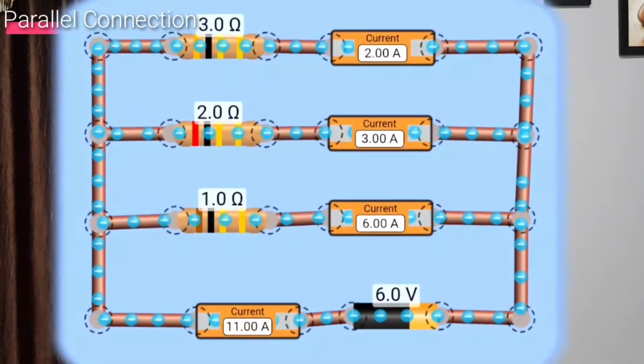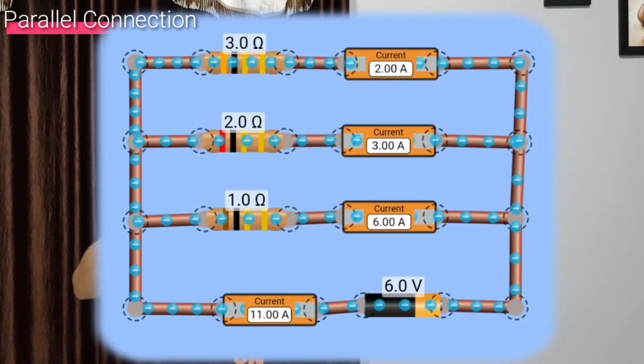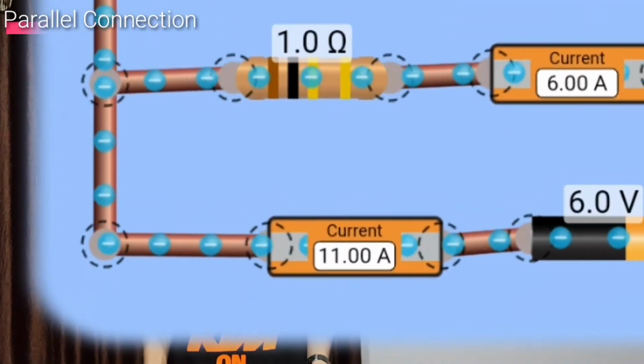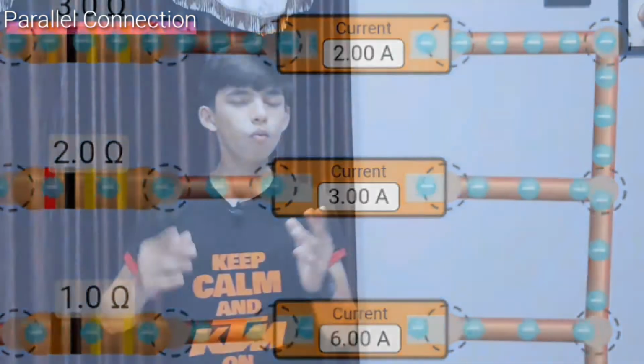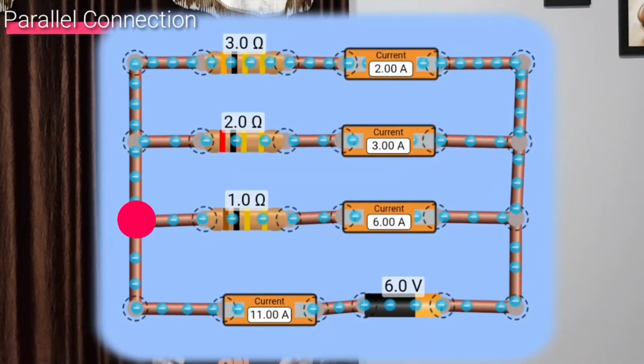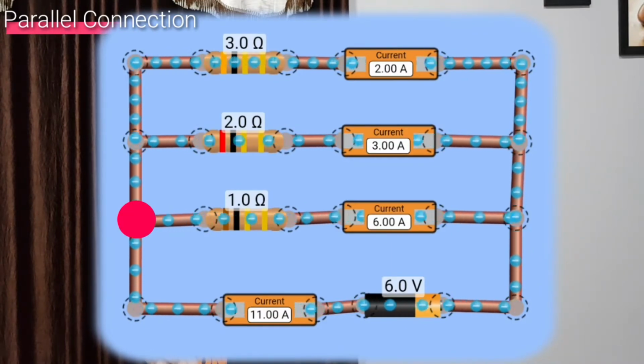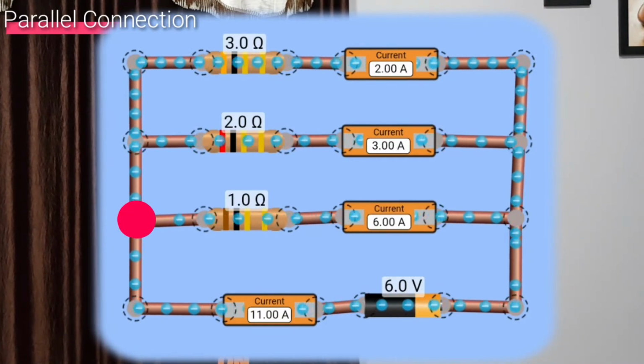Let's allow current to flow here, and what we can see is that the values of current are different. Now why? Can you guess why? Look at that point over there. At that point the current has two paths to flow, and the current is getting divided.